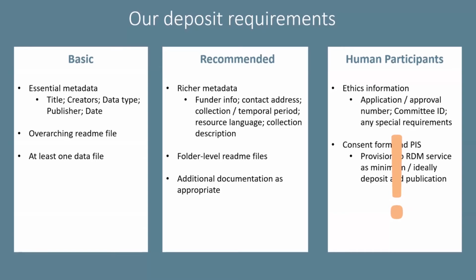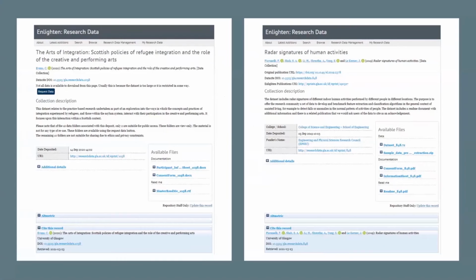So what we are finding now is that we still see today examples of ethics consent forms and participant information sheets that have contradictory clauses and also don't meet the requirements for deposit and sharing. Oh, sorry, jumping ahead. Before I go on to that, I just want to show how these different types of documentation appear in our repository. So these are two examples of data deposits in Enlighten: Research Data.